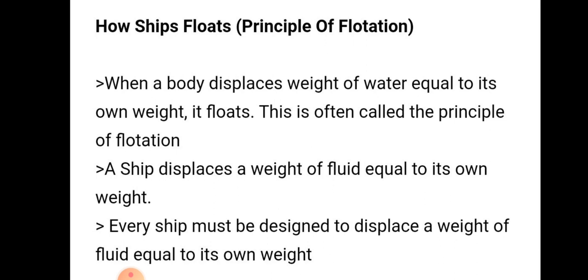A ship displaces weight of fluid equal to its own weight. Every ship must be designed in such a way that it will displace weight of fluid equal to its own weight.